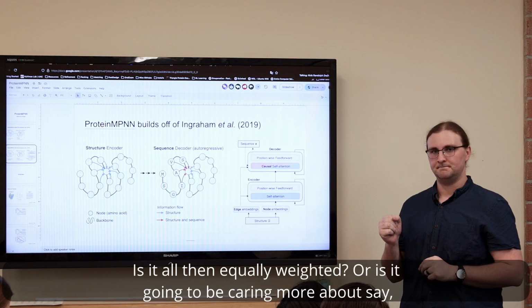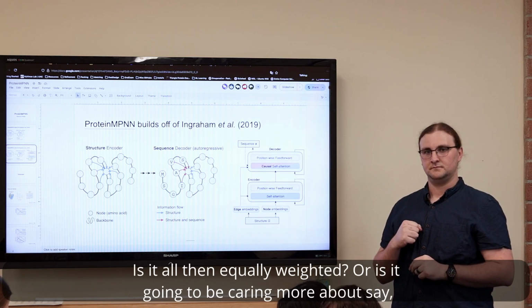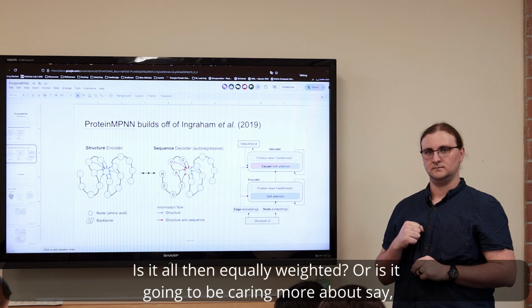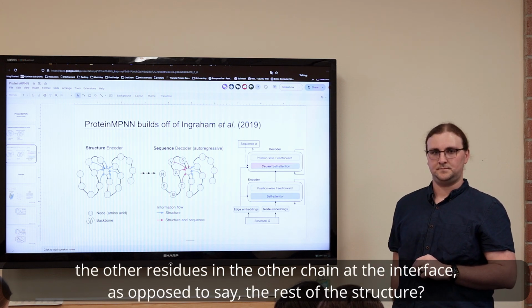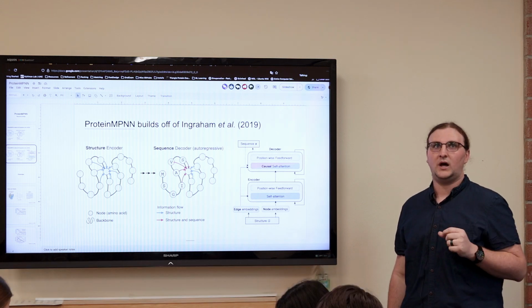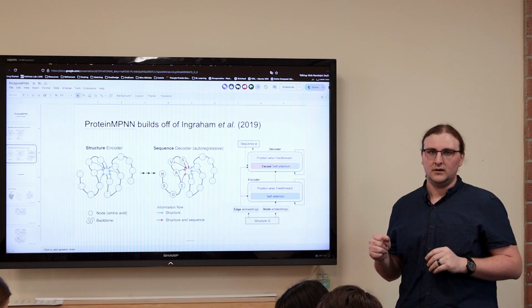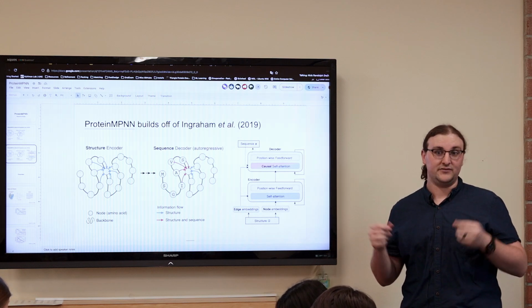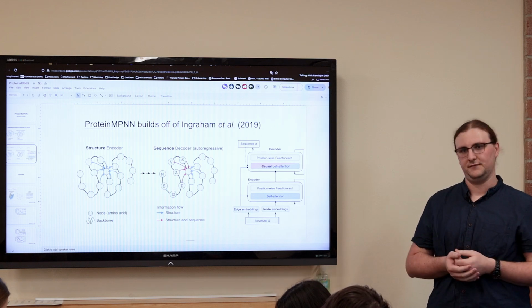Is it all, might be a silly question, is it all equally weighted, or is it going to be caring more about, say, the other residues in the other chain at the interface, as opposed to the rest of the structure? So the messages that come from everybody are still equally weighted, although the messages may have different magnitudes depending on whatever information the model thinks is useful.